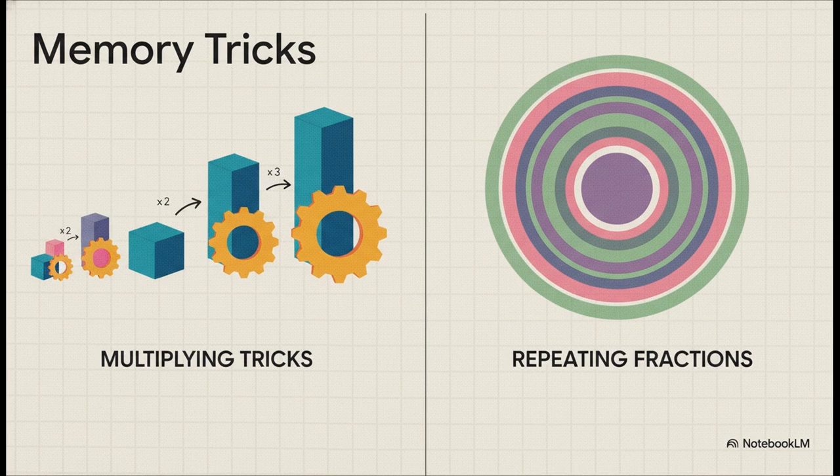And honestly, the 1/9 family is even better. They are just repeating multiples of 11.11. 2/9 is 22.22%. 4/9 is 44.44%. You see? You don't have to calculate a thing. You just recognize the pattern.